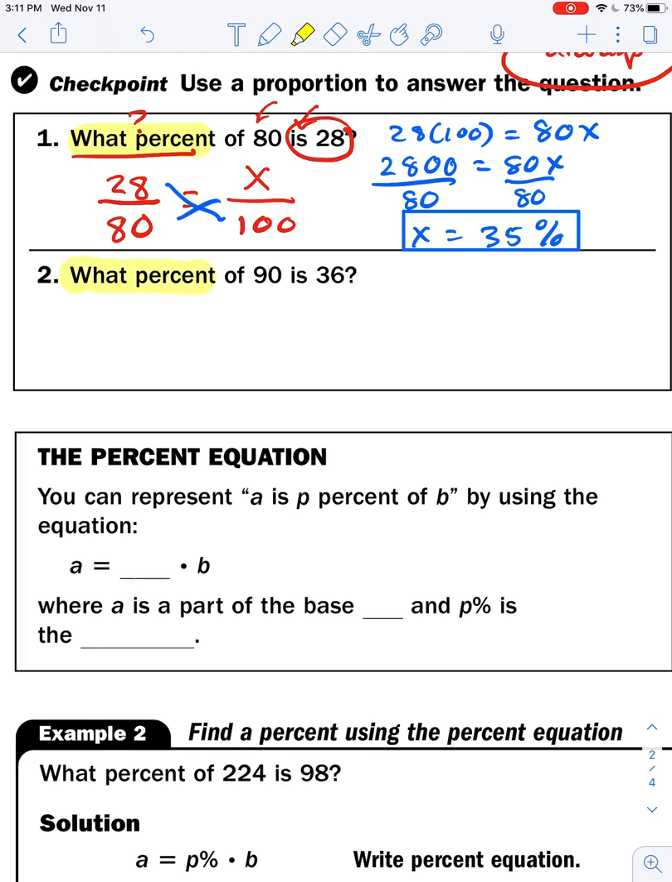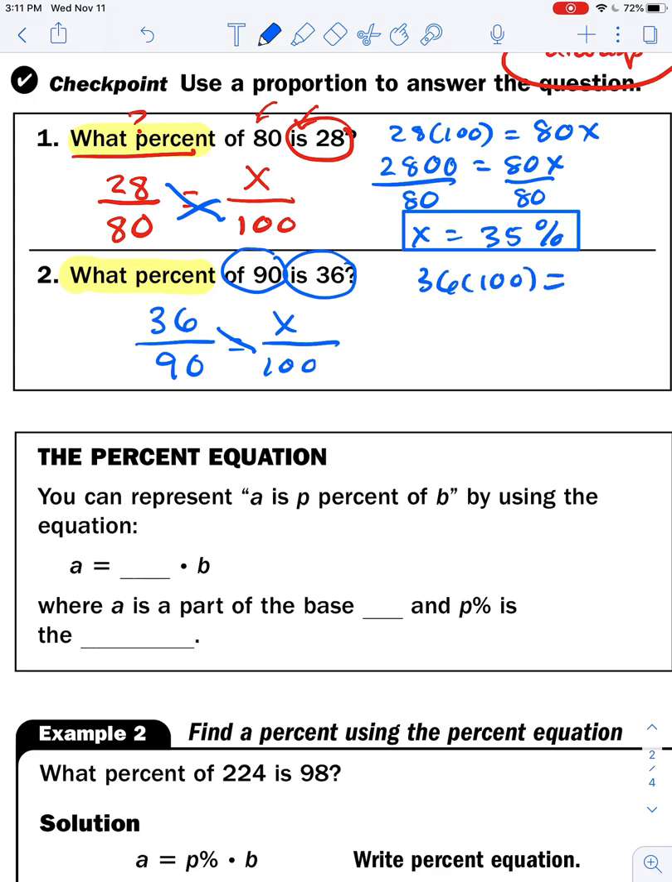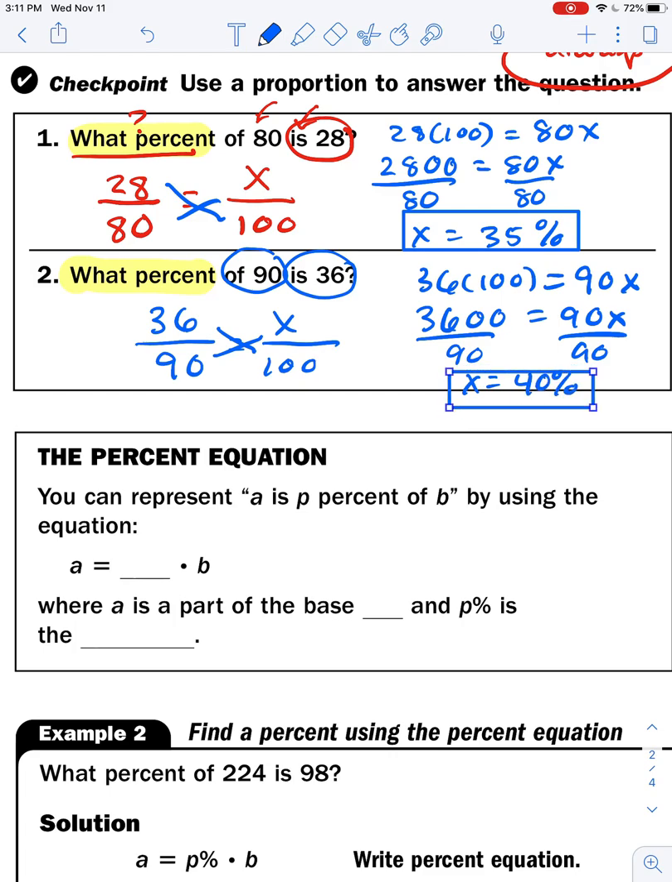So that's kind of how that sets up. Now, what about this one? Same type of question. What percent of 90 is 36? So you're saying 36 is part of 90. What percent is it? Cross multiplying, 36 times 100 equals 90 times x. This will be 3600. This will be 90x. Getting that 90 out of there by division, if I just go 3600 divided by 90, then x is going to be 40%.